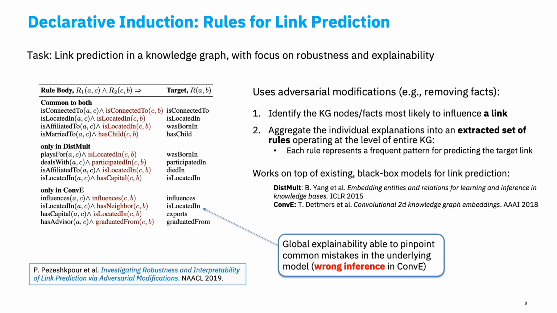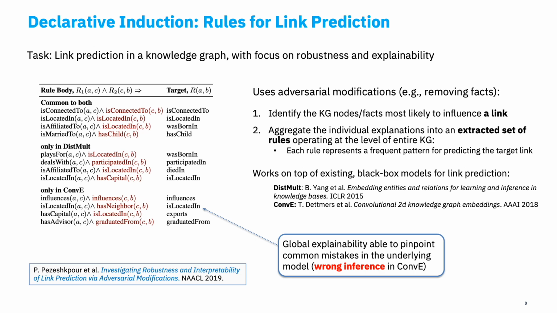The rules that are generated are Horn clauses of length 2. In other words, these are implications where the left-hand side is a conjunction of two predicates and the right-hand side is a single predicate corresponding to the link being predicted. The predicate in red in these examples is the one that, when removed, will most likely change the prediction.